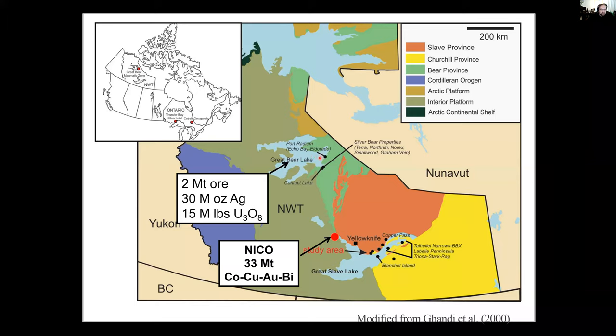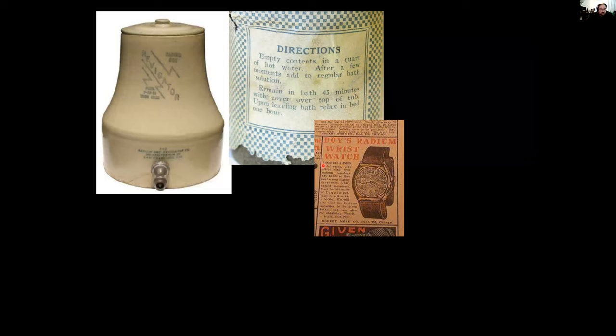And just to stress the importance of these historic deposits, these are very low tonnage, high grade systems. The Eldorado system was about 2 million tons of ore, but it yielded 30 million ounces of silver and about 15 million pounds of U3O8 over its history. And just for reference, the IOCG type system at NICO, this 33 million ton cobalt, copper, gold, bismuth deposit is here. And this, I think, is important to note because it stresses that as other deposit types in the area become developed, this opens the opportunity to study these in more detail, because in particular, these ones here in the Great Bear Lake area are historic deposits, and access is difficult because the deposits have closed.